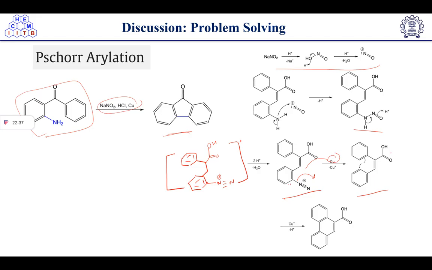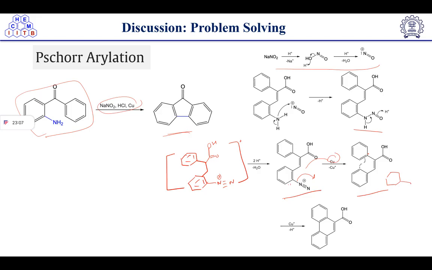Now, this intermediate will further undergo a radical cyclization, where the radical will be generated over here and here. Correct? And this will get cyclized. They will form the new bond and the new radical will be generated over here. I will show this intermediate as well.